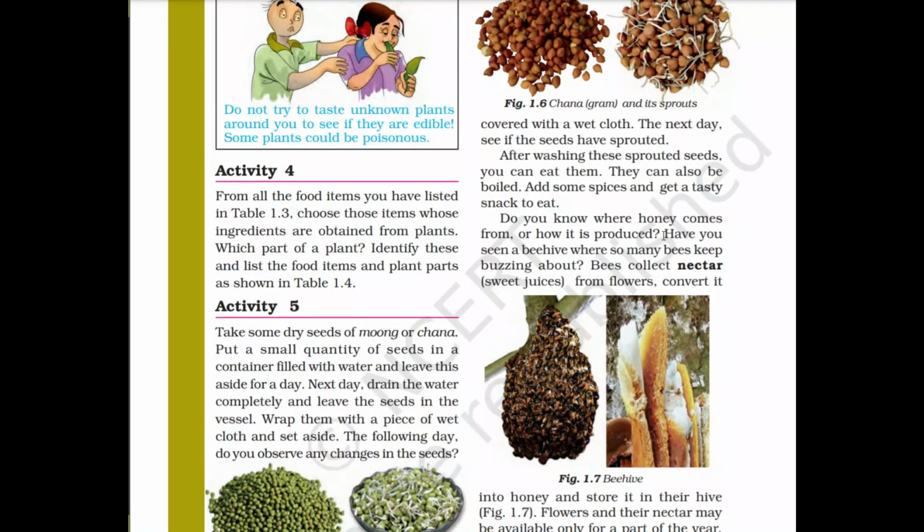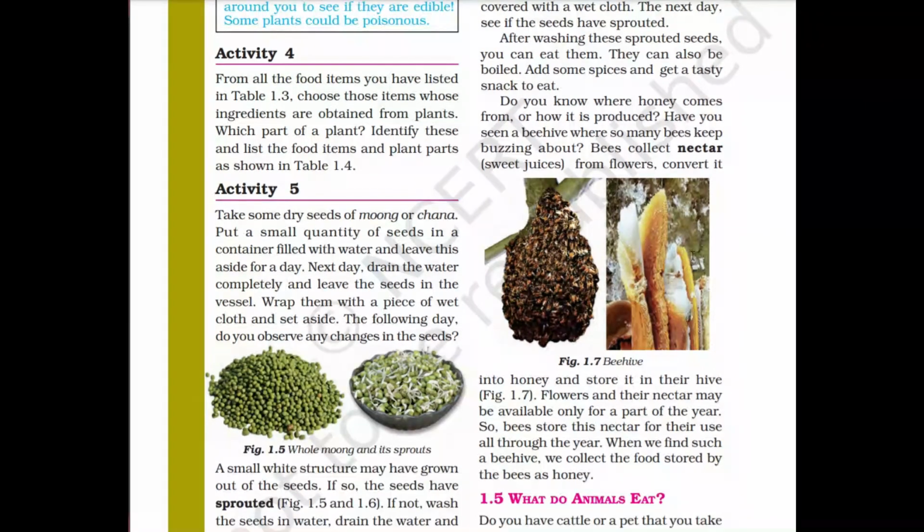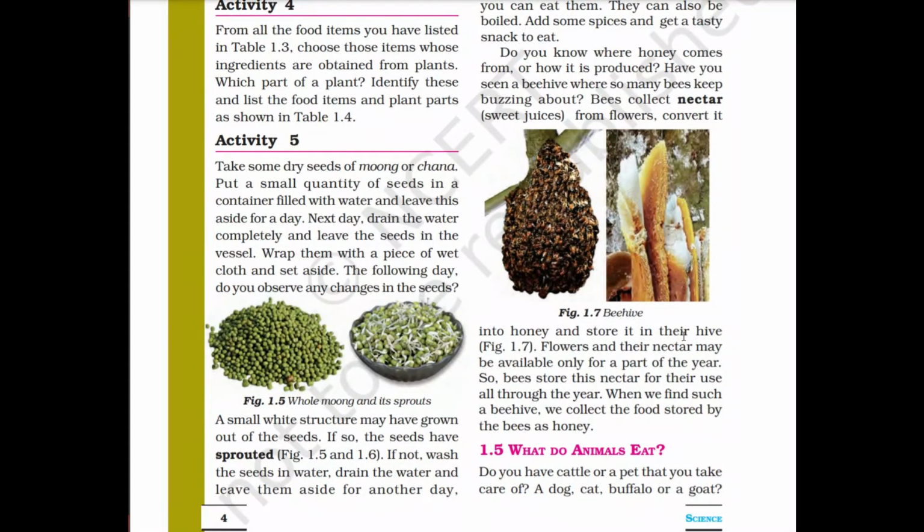Do you know where honey comes from or how it is produced? Have you seen a beehive where so many bees keep buzzing about? Bees collect nectar, the sweet juices from flowers, convert it into honey and store it in their hive. Flowers and their nectar may be available only for a part of the year, so bees store the nectar for their use all through the year. When we find such a beehive, we collect the food stored by the bees as honey.